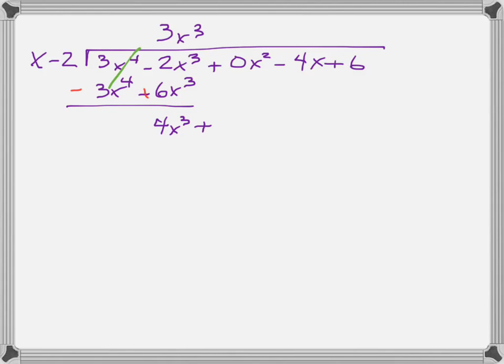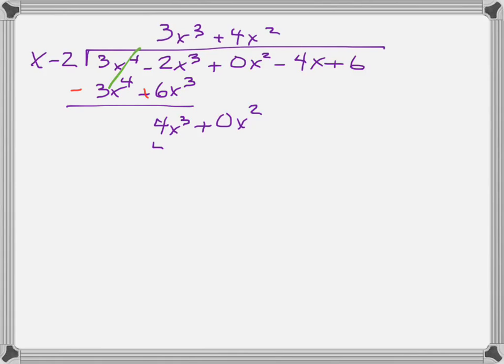And then we bring down our 0x squared, because we need two terms, since we have two terms with x minus 2. We ask ourselves, what do we multiply x by to get 4x cubed? And that would be positive 4x squared.